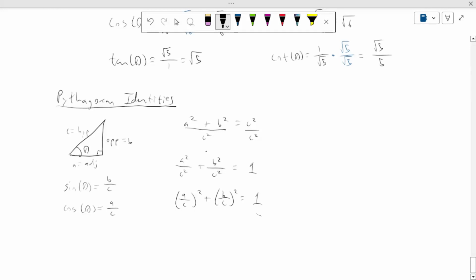And so what we have here from this equation is, well, A over C is the same thing as cosine of theta. So this is just cosine of theta, quantity squared. B over C over here, that's sine of theta, entire quantity squared, and that's equal to 1, right? Just by doing those substitutions, right? So this went over here, right? And this went over here, right?